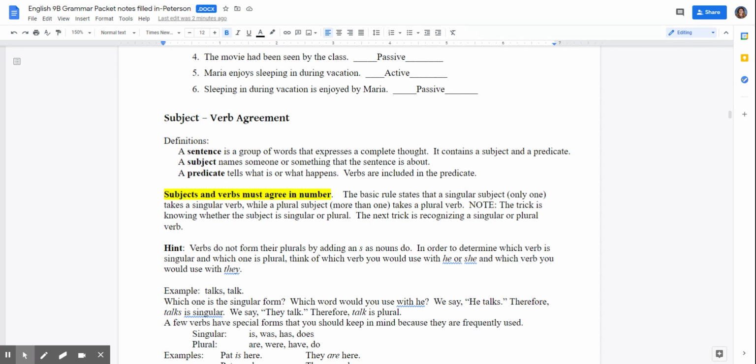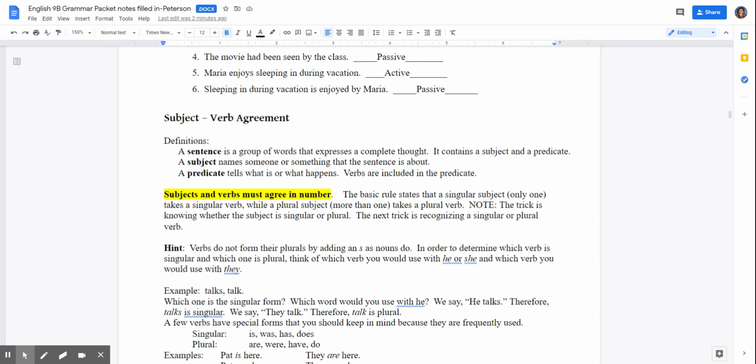Verbs do not form their plurals by adding s, like nouns do. In order to determine whether verbs are singular or plural, think of which verb you would use with the pronouns he or she or the pronoun they. So think about the verbs talks versus talk. Which one is a singular form? Which one would you use with the pronoun he? We say he talks. Therefore, talks is singular. We say they talk. Therefore, talk is plural.